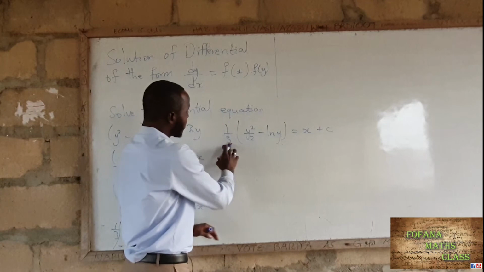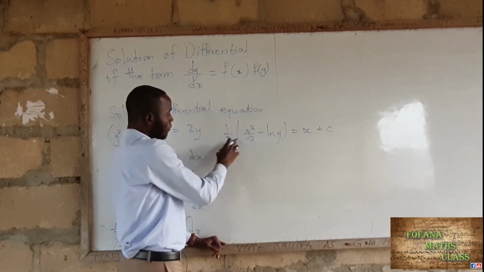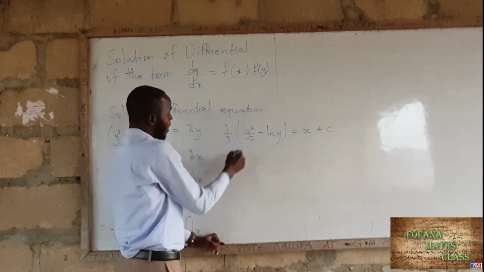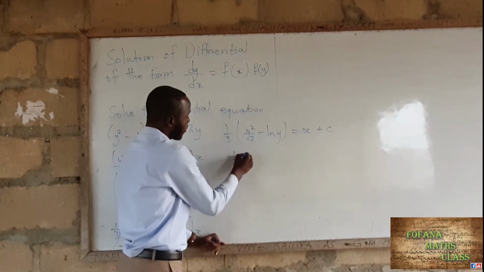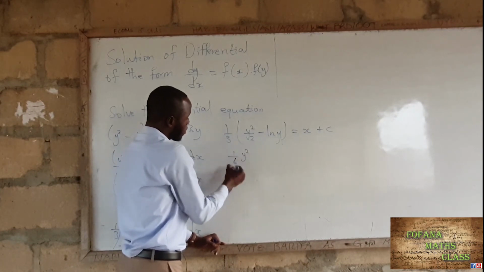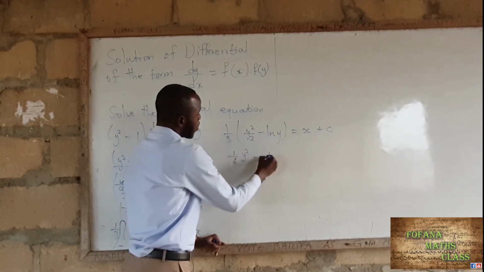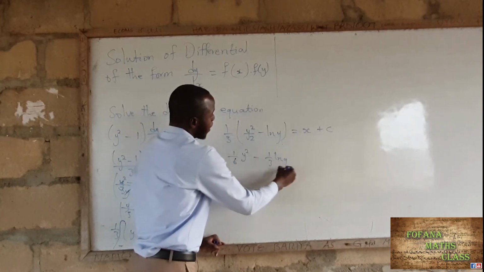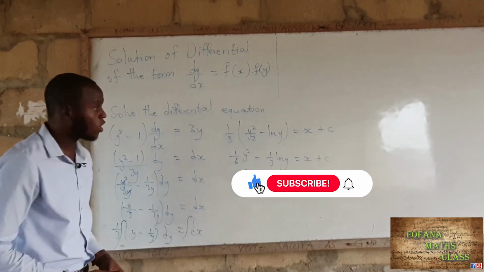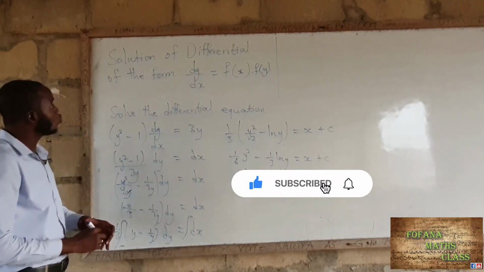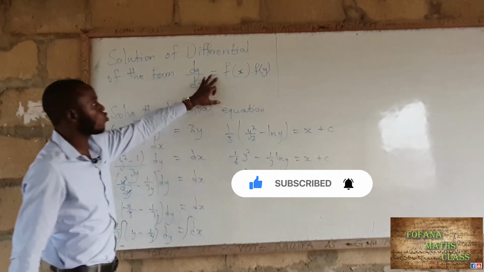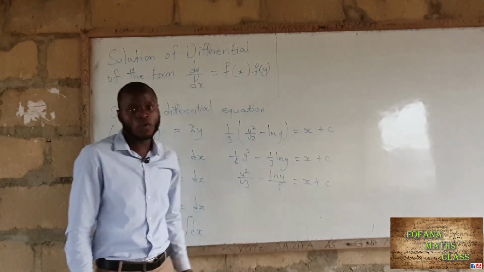Over here I can decide to multiply the 1 over 3 by these ones in the bracket. So 1 over 3 by this, I'll have 1 over 6 y squared minus 1 over 3 ln y equal to x plus c. This will bring us to the end of the solution to the differential equation of the form dy dx equal to f of x times f of y.